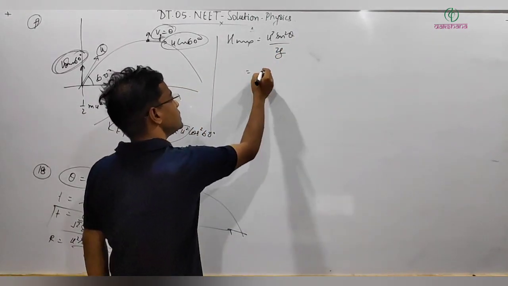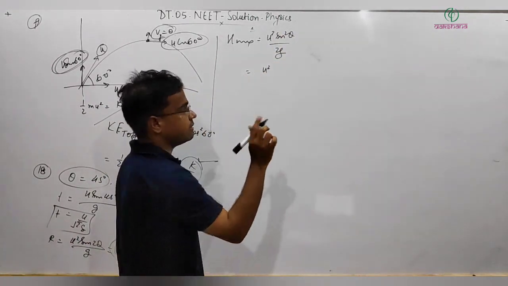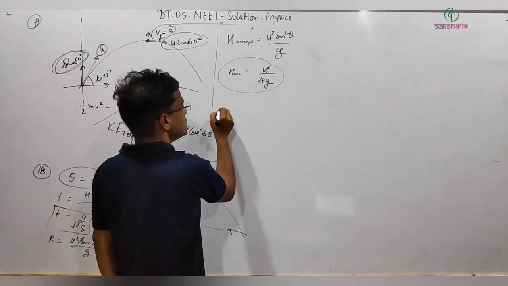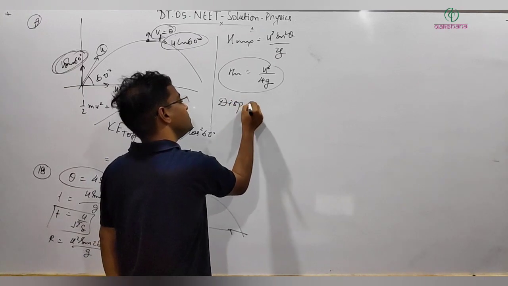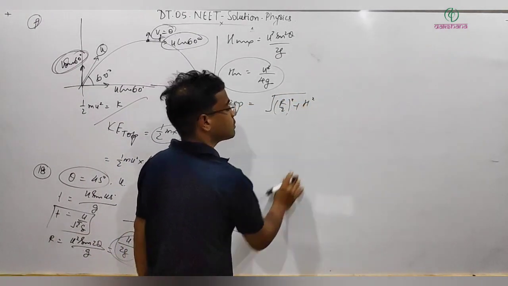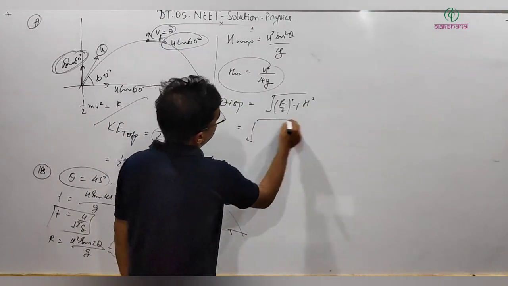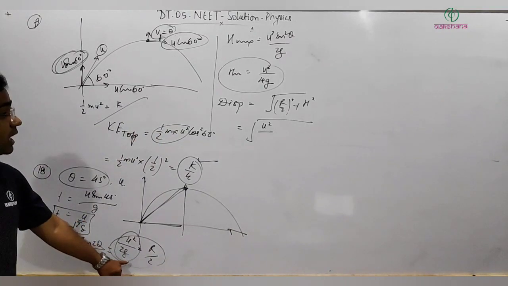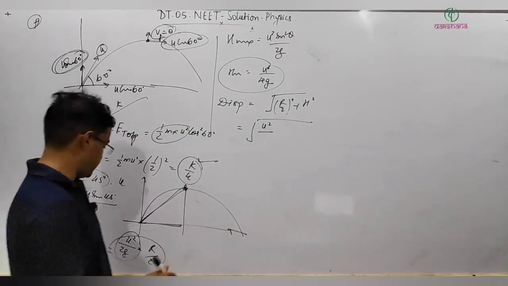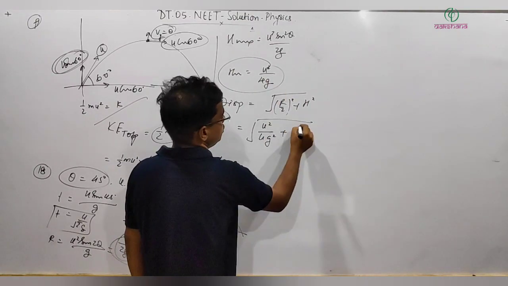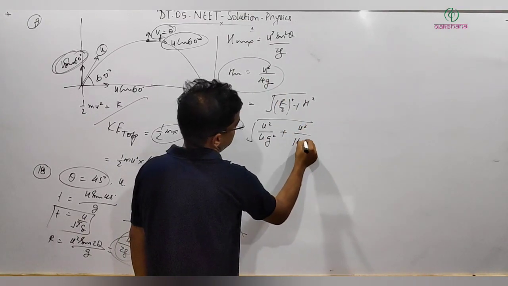Now if I am substituting, this is u square and theta is equal to what? 45 degrees. So it's u square by 4g, that is h max. Then what is the displacement? Displacement is equal to under root (R by 2) whole square plus h square. So this is equal to under root (u square by 4g) square plus (u square by 16g) square.